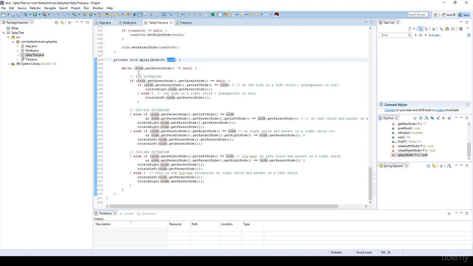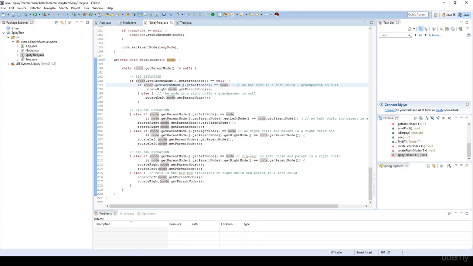And we have been talking about the zig situation, the zig-zig situation, and the zig-zag situation in the theoretical section. So basically, this is the zig situation, where the node.getParent.getParent is null. What does it mean? That the grandparent is null. It means that the given node is the left child or the right child of the root node. So of course we just have to make a simple right rotation or left rotation to make sure that the node is going to be the root node, because the aim is to make sure that this node is going to be the root node.